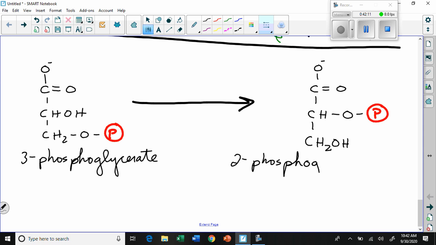It's on a different carbon, so its number changes. 2-phosphoglycerate. And the phosphoglyceromutase is the enzyme that causes this to happen.